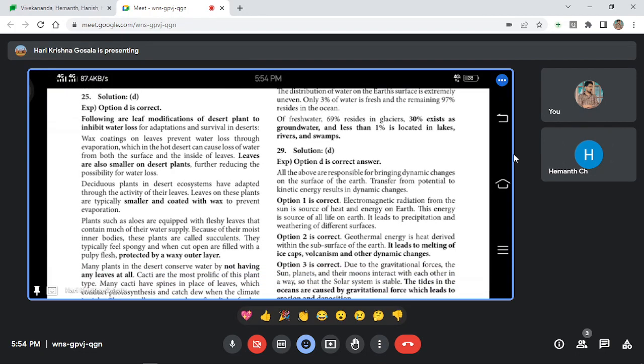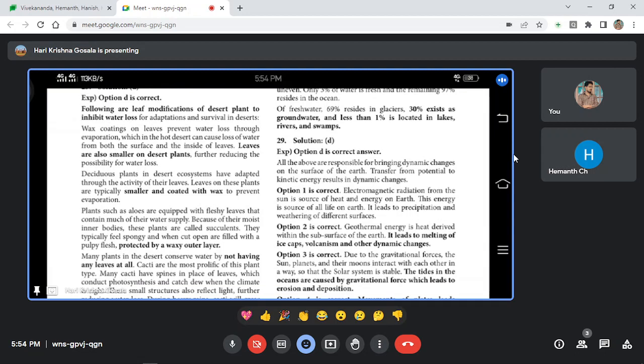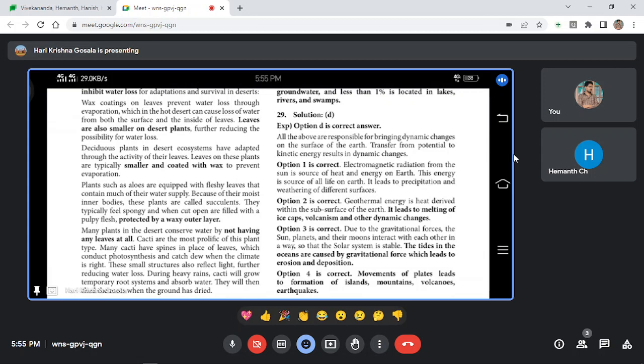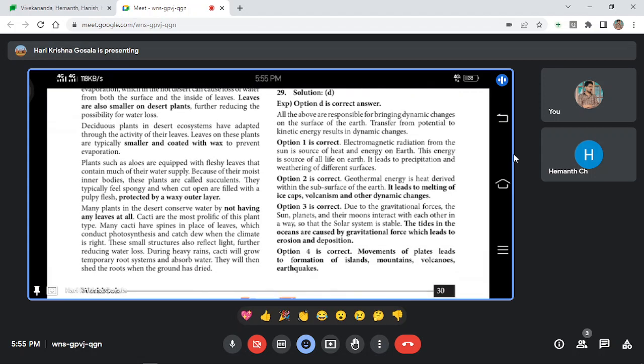Plants such as aloes are equipped with fleshy leaves that contain much of their water supply. Because of their moist inner bodies, these plants are called succulents. They typically feel spongy and when cut open are filled with a fluffy flesh, protected by a waxy outer layer. Many plants in the desert conserve water by not having any leaves at all.